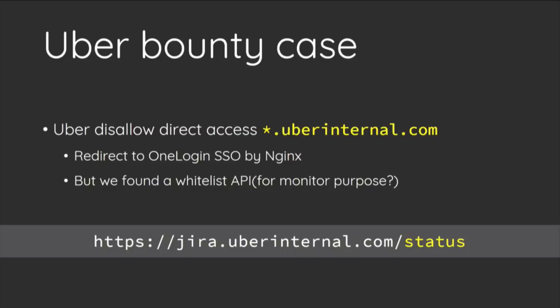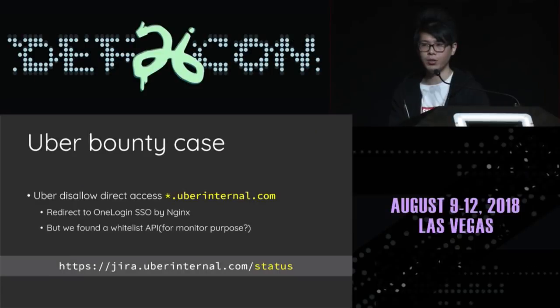Uber disallows direct access to the domain uberinternal.com. From the name, we know this is the domain for internal purposes. Once we accessed it, it redirected us to a login single sign-on service, and this redirection was done by Nginx. We found the domain jira.uberinternal.com, and we also know that Jira is a Java-based application. It seems to be a reverse proxy again. With a little bit of searching, we found this website has a status API, and this appears to be a whitelist for monitoring purposes.